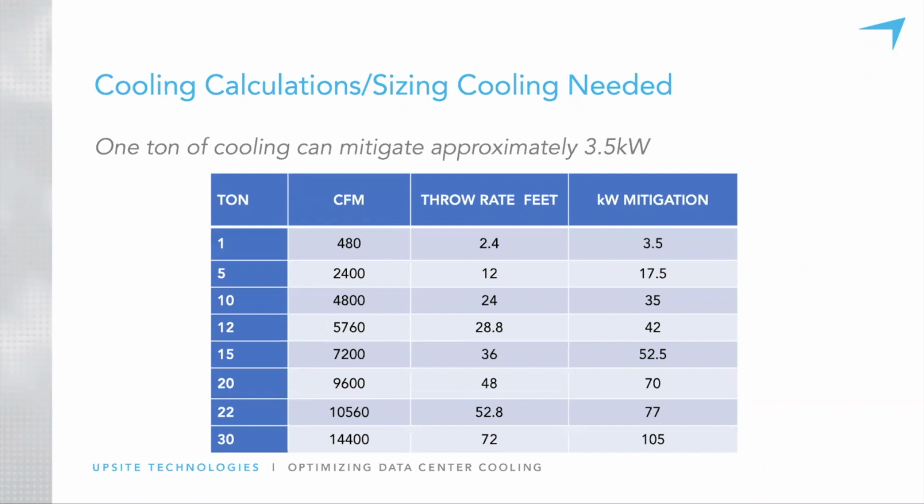We know that 1 ton will travel roughly 480 cubic feet per minute, and the throw rate, which means how far that air will travel and maintain the proper static pressure to allow the proper stratification, is 2.4 feet. Most important, and the one I look at the most, I know 1 ton of cooling will mitigate 3.5 kilowatts of heat or power in a data center. So we go all the way back to the very beginning about measuring our PUE and knowing what our kilowatt load is. This is one of the reasons I can't manage and size my cooling properly if I don't know the load I have in the data center.